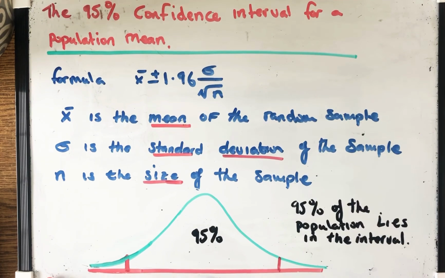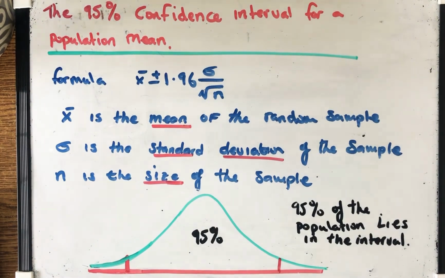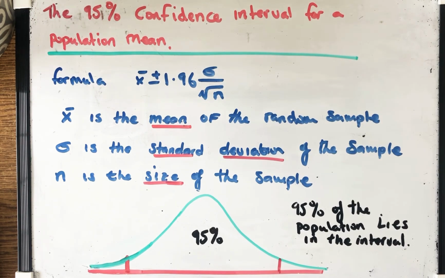And again, just to recap, why would we want to calculate a 95% confidence interval, or in other words, what even is it? Well, it is what it says on the tin. It is when you calculate an interval where 95% of your population lies within this interval.